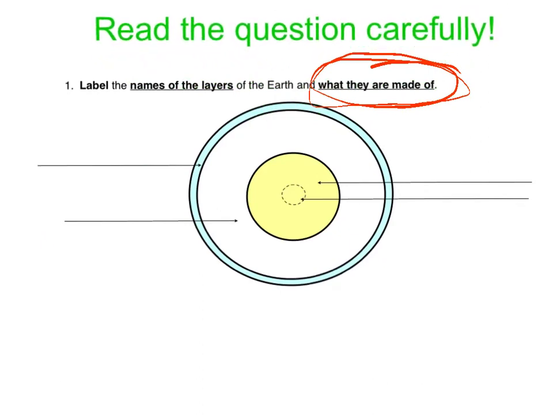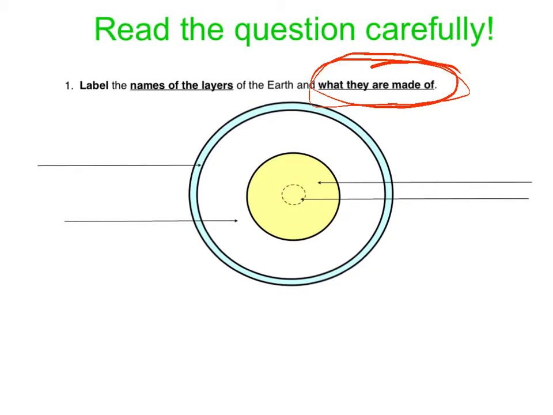So if you read this question all the way, you would know that you needed to answer 2 parts of this. You needed to answer what the layer was called and what it was made of. So many of you remembered that this outer thin layer right here is called the crust, okay? This middle very thick layer, we call it the mantle. This layer right here is part of the core. We call it the outer core. And then right in the middle, we have the inner core. Okay, you guys know that.